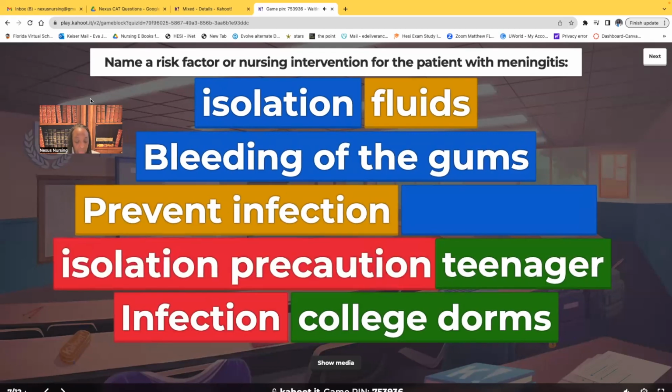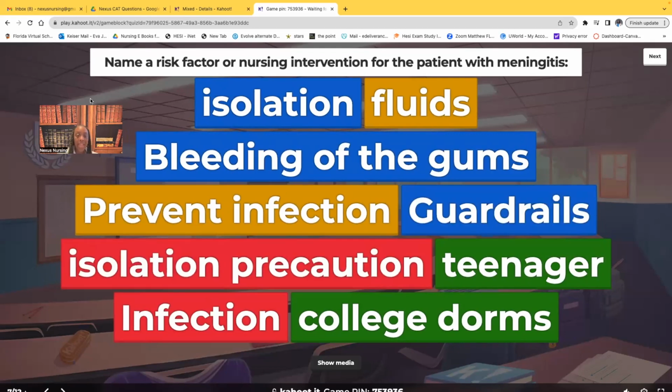Okay, so let's look at the correct answer, guys. I see isolation. Absolutely. What type of isolation? That patient's going to be on droplet. You're going to give the patient fluids. Prevent infection. I mean, prevent further infection because they have meningitis. They're already infected. I guess you mean further infection. I'll take that. Yep. Isolation precaution. Yes.